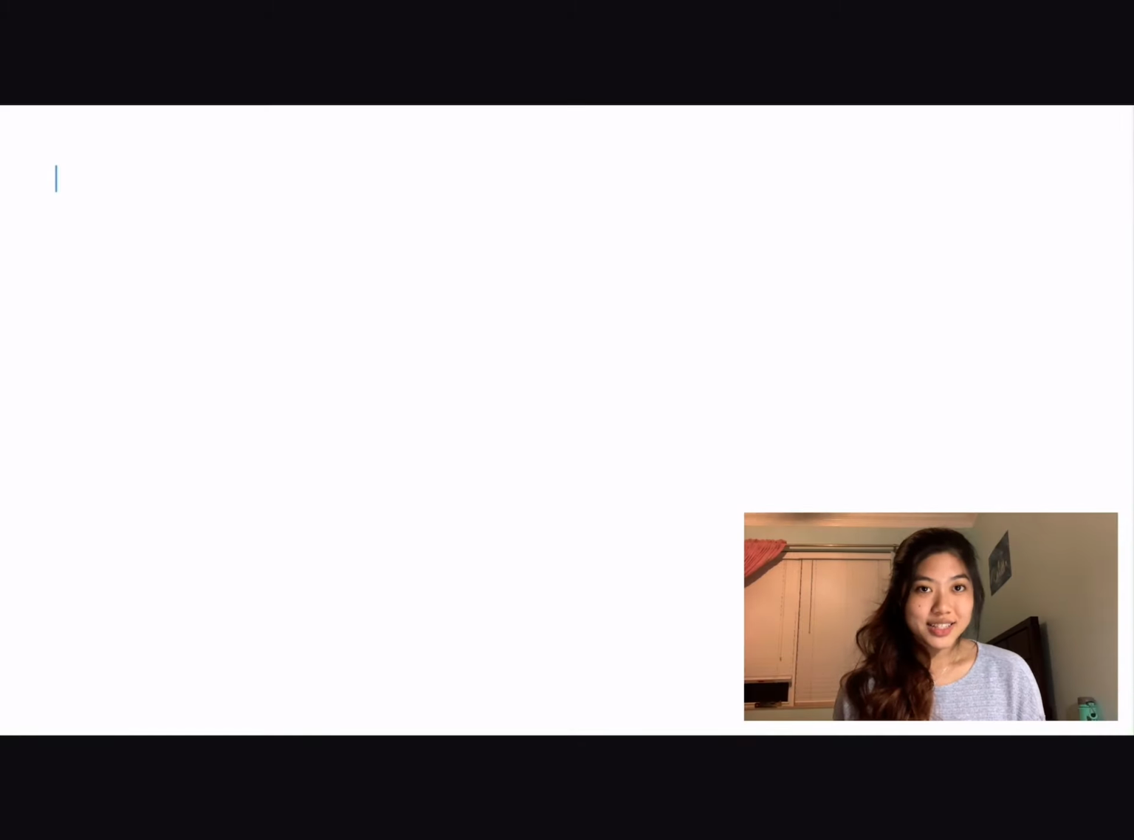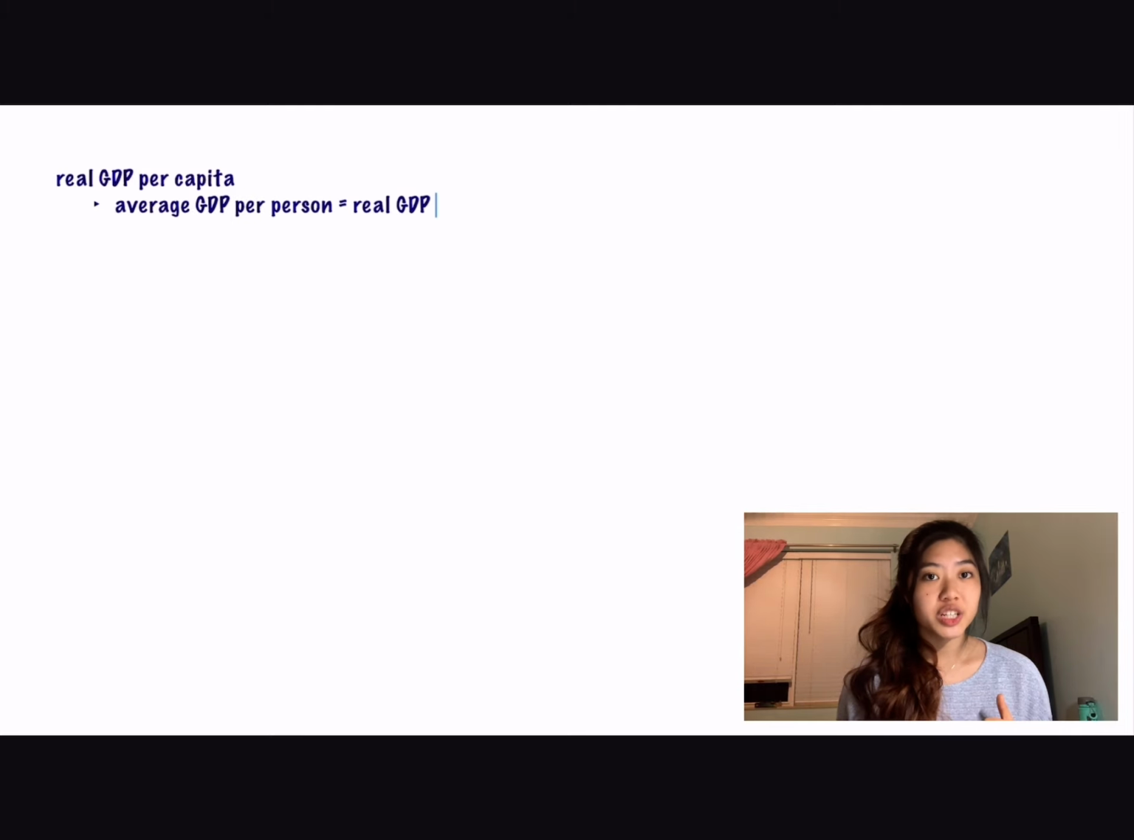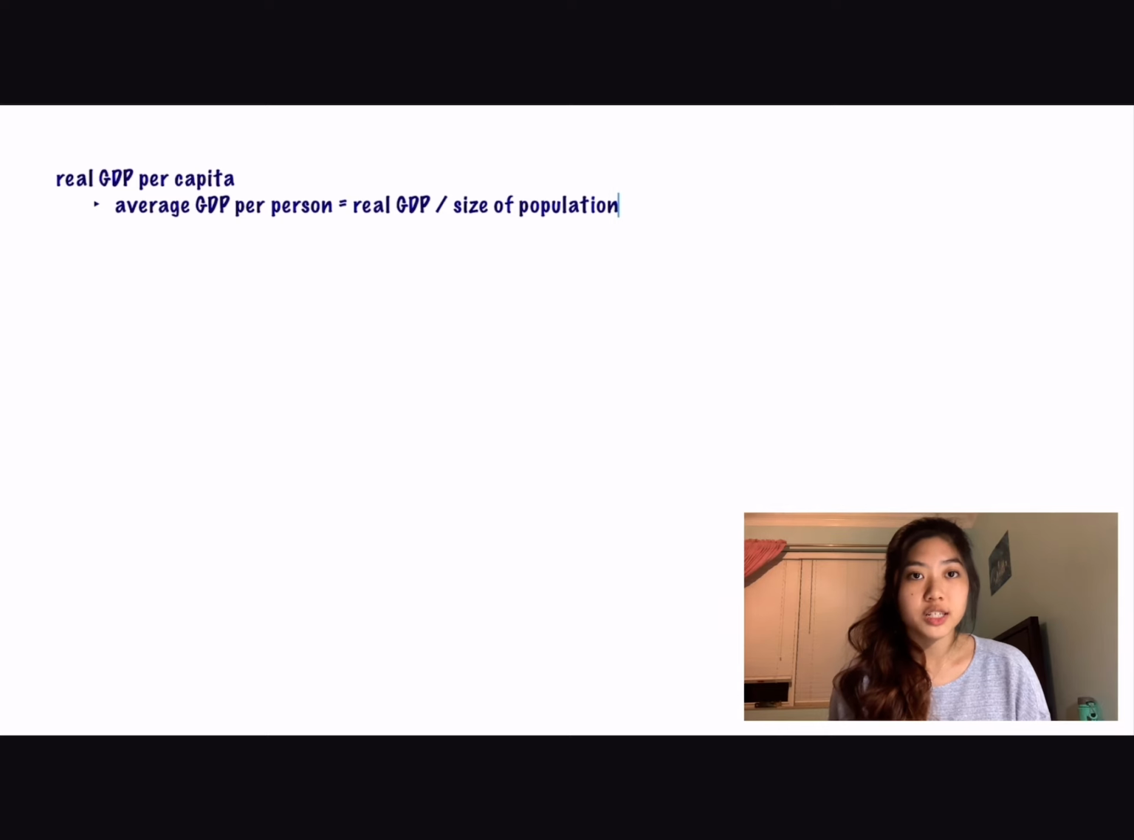Finally, the last topic we'll be covering is real GDP per capita. Real GDP per capita is the average GDP per person, so to calculate this, we just do real GDP divided by the size of the population. We can use GDP per capita to compare labor productivity between countries. Unfortunately, GDP per capita does have some limitations. It's not a very accurate measure of a country's living standards.